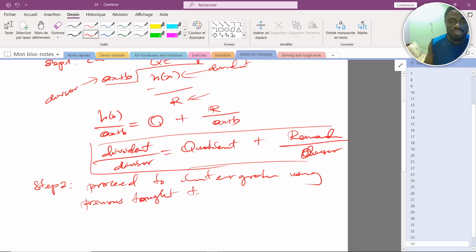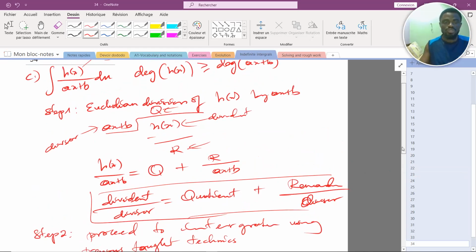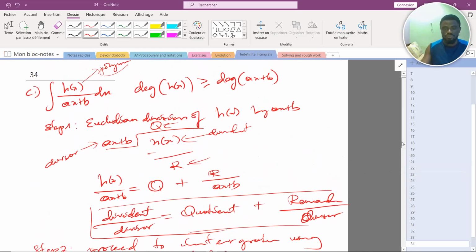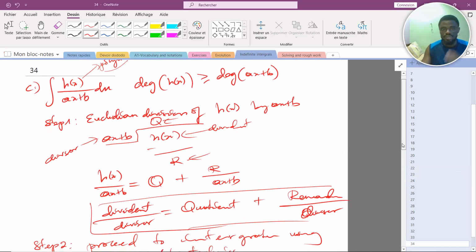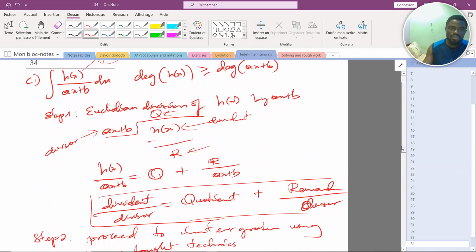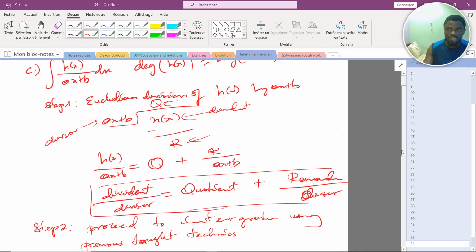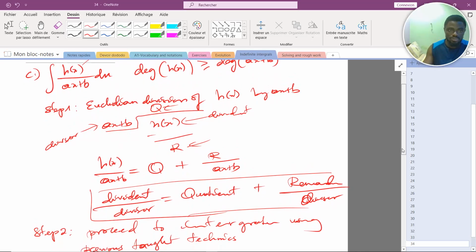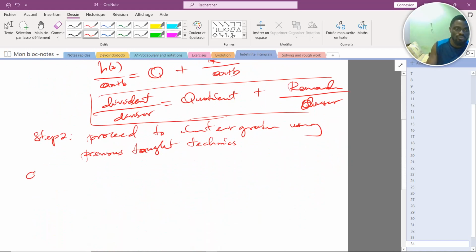Previously taught techniques. So that's what you do. That's how you integrate such a function. We shall do examples. I just wanted to illustrate the approach you are to use in integrating such a function. So let's move to the D part.